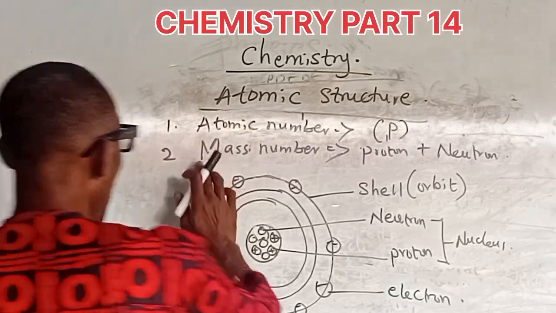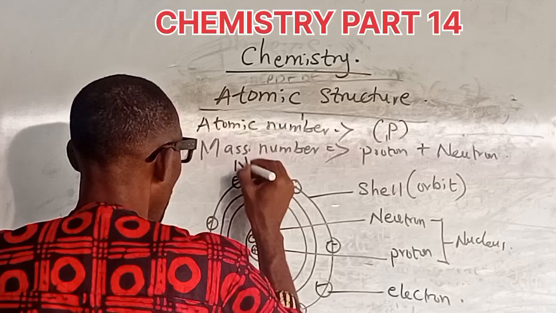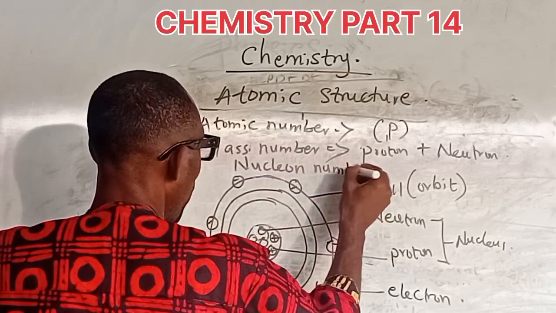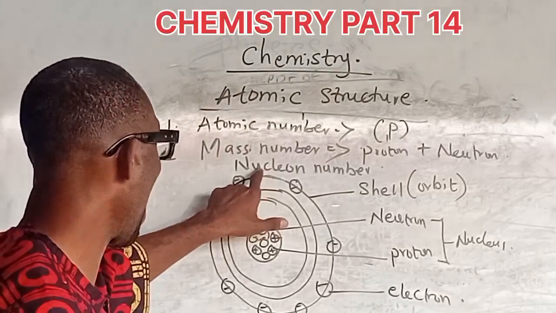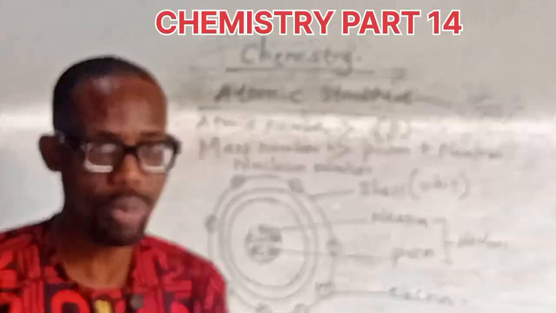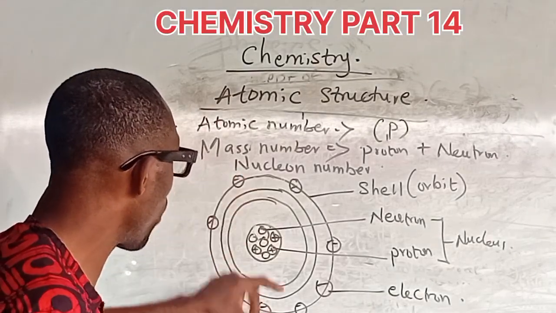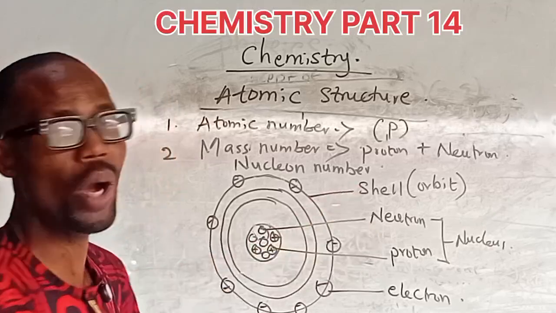The mass number, some texts or materials also call it the nucleon number. Do you know why we call it the nucleon number? If you know the reason, I'd like you to write it in the comment section. Give me the answer in the comment section. Why do we call the proton and neutron total the nucleon number?